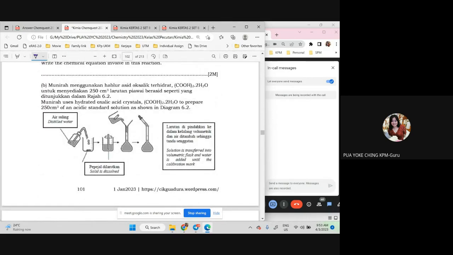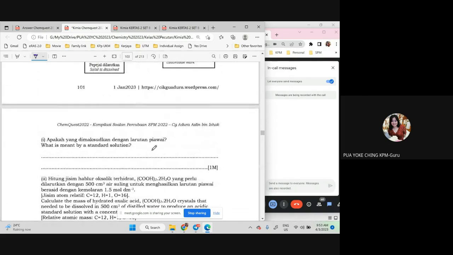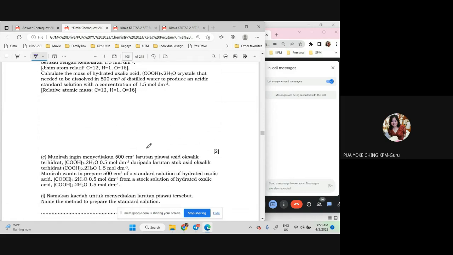Okay, this one is dilution. In chapter 6 there is also dilution. What are standard solutions? How do you get the dilution? This one has no big problem because you just calculate as usual. Remember your formulas of the moles. Remember the formulas of your ratio.